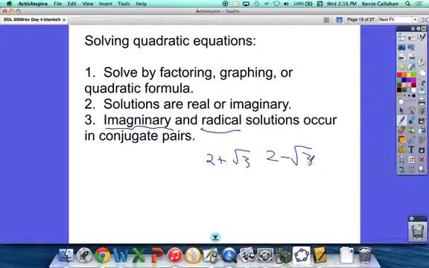Or if it was 2 minus 3i, you would have to have 2 plus 3i, because where did that i come from? It came from taking a square root of a negative, right? That came from quadratic formula. So remember that when you're looking for solutions, imaginary solutions or even radical solutions are going to occur in pairs, and that's how you recognize the pairs.